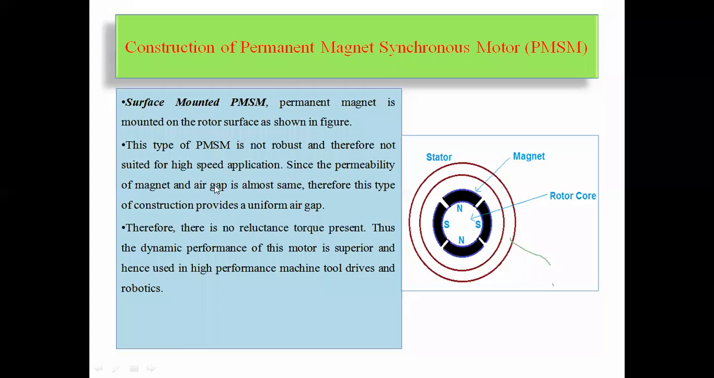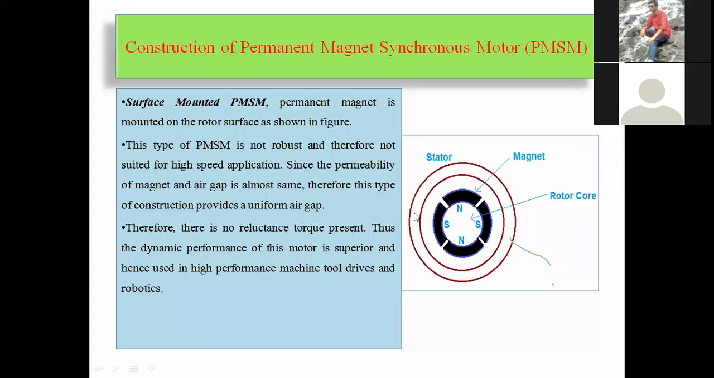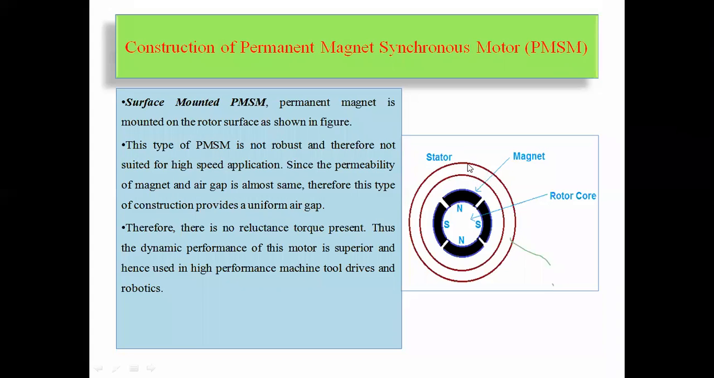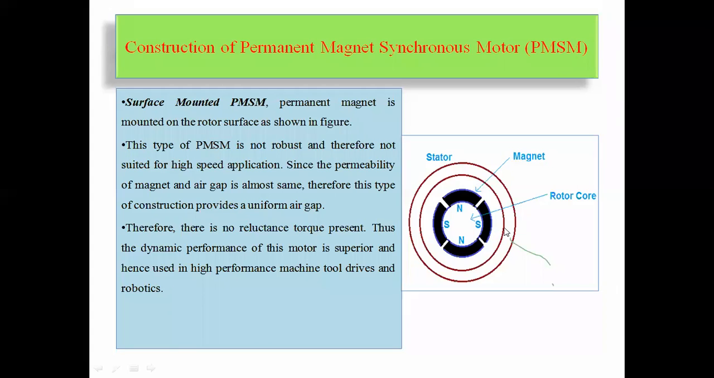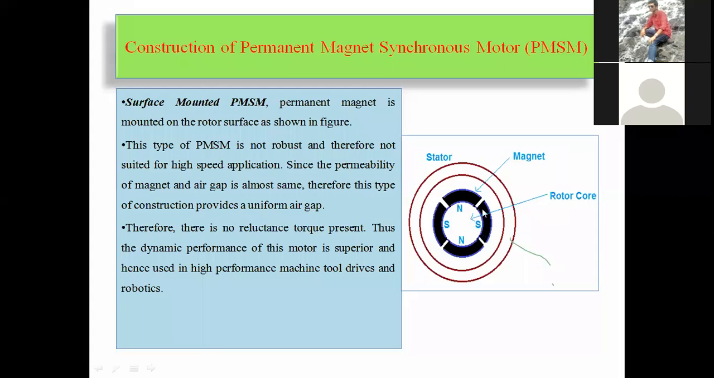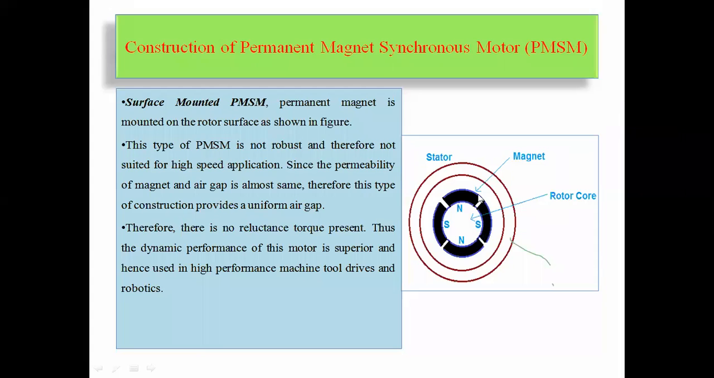Since the permeability of the magnet and the air gap is almost the same, this type of construction provides a uniform air gap. How is the uniform air gap achieved? Because my stator is completely symmetrical, a cylindrical shape, and the rotor is also a complete cylindrical shape. So because of the application of the permanent magnet, a uniform air gap is obtained. The air gap is the gap between the stator and rotor. So in that case we achieve a uniform air gap between the stator as well as the rotor part.